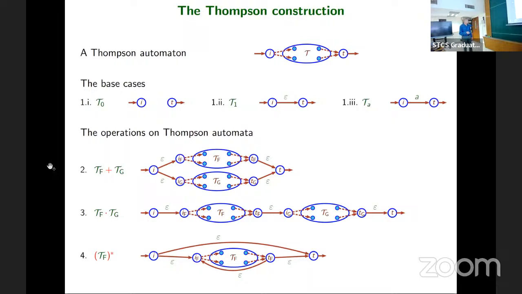And the same for the product, and the same for the star. And this is the construction which is used by Thompson. And it's easy to see that this accepts the union of the languages accepted by TF and TG. This accepts the product of the languages defined by TF and TG, and this accepts the star of the language defined by TF.